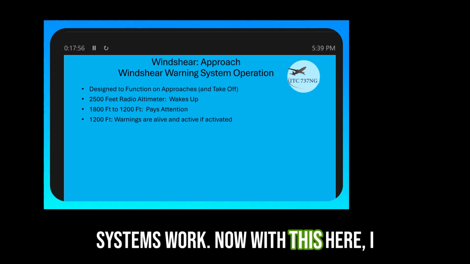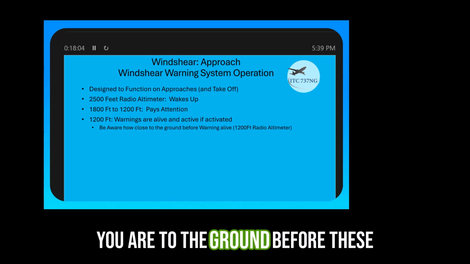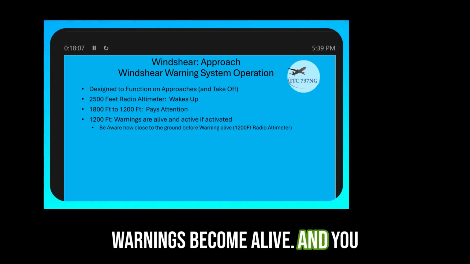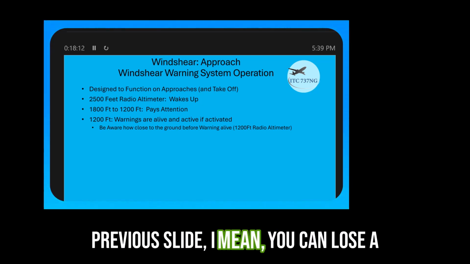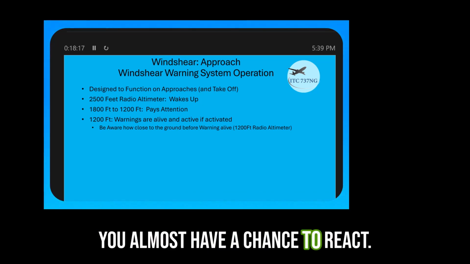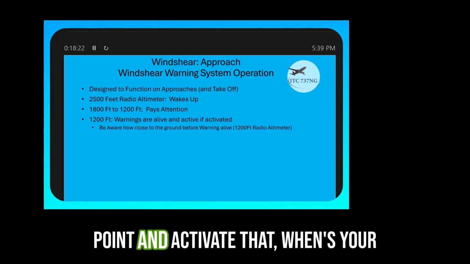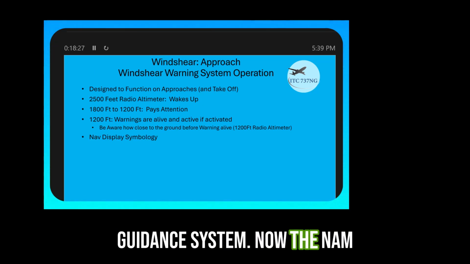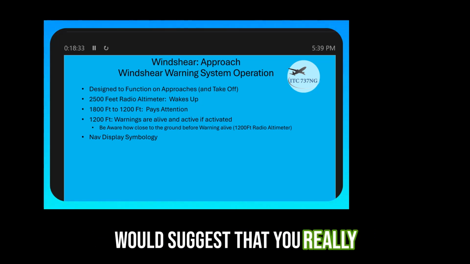Now, with this here, I want you to understand how close you are to the ground before these warnings become alive. And as I mentioned to you in a previous slide, you can lose a lot of altitude very quickly before you almost have a chance to react. And that is why you need to be on your toes here, be ready to go around at any point and activate that wind shear guidance system.